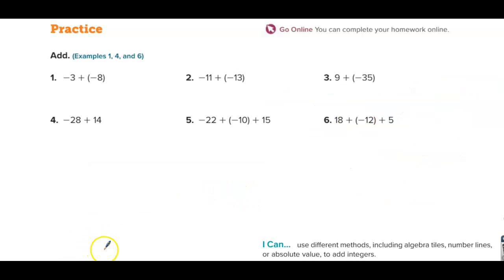All right, and that brings us to the practice at the end. I would like you to go ahead and try to do numbers 1 through 10. I'm sure you will see those on an online assignment.